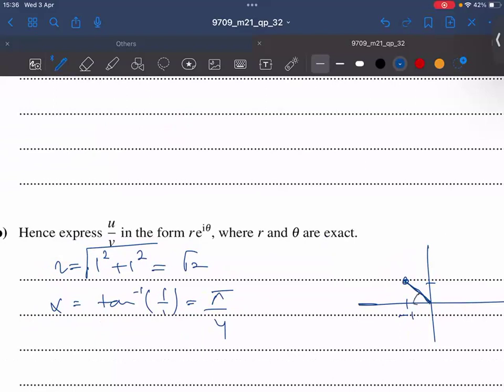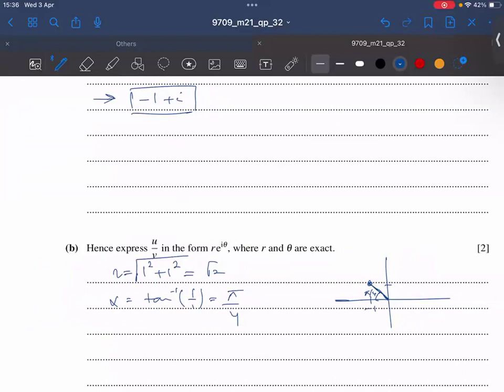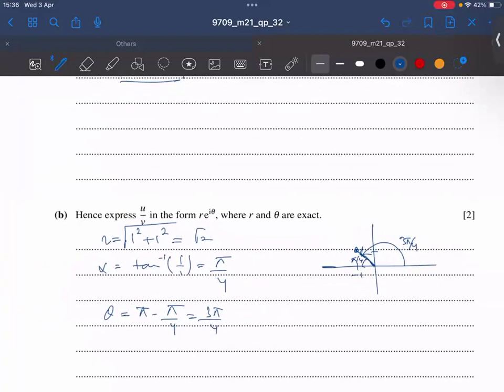So you have this angle as pi by 4, that's what you calculated. Now, the argument is measured from the positive real axis. So this is going to be pi minus pi by 4, that is 3 pi by 4. So theta is going to be 3 pi over 4. Is it clear or not? That is going to be the argument.